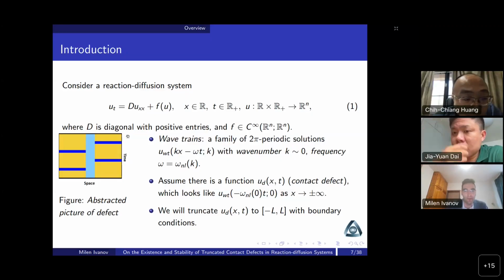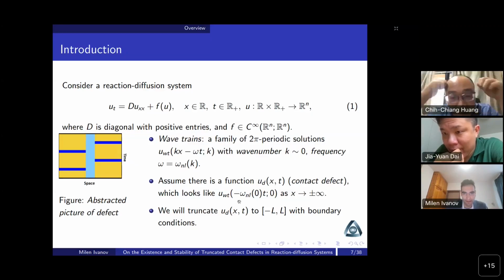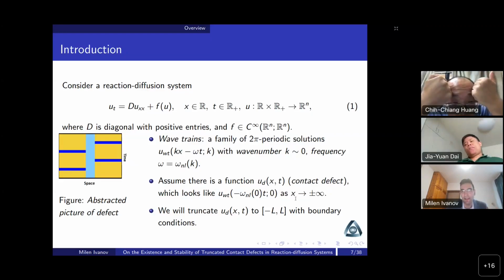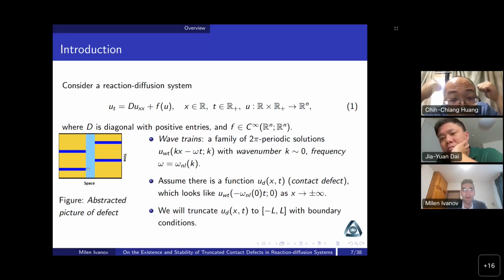And well, after I assume that I have these patterns at the end, then I need to assume that I have a function which I call a contact defect, which looks like it converges to the wave train where k is 0. This is the wave train where k is 0, and it has to converge as x goes to plus minus infinity, and we need to truncate our defect to a large, as we said, a large bounded interval with boundary conditions, let's say periodic or Neumann.